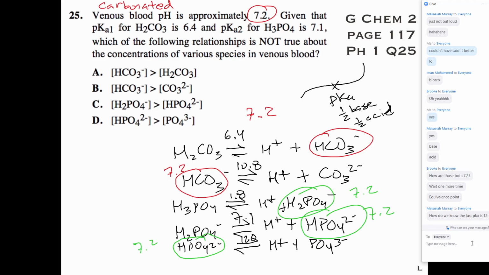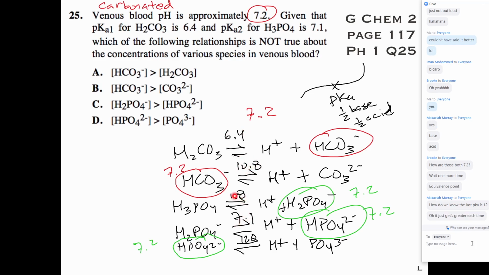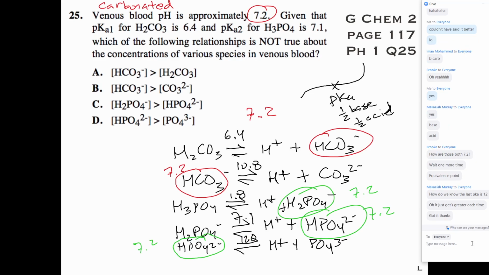I have it memorized, but here's all you really could say. The difference every time you add a proton is about 5-ish, 4 to 5. So if this is 6.4, this is maybe around 11.4. If this is 7.1, this is going to be around 2.1 and around 12.1. Pure memorization, unadulterated memorization.